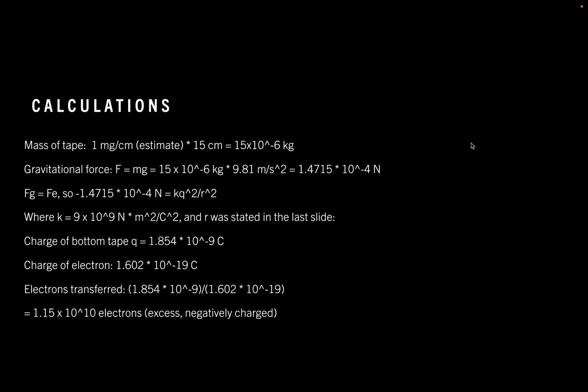Moving forward to the calculations, we first estimated the mass of the tape, and then multiplied the mass by the gravitational acceleration to find the downward force. Then we equated that to the electric force at which it will bring the top tape out of equilibrium, which is what we were looking for. From there we isolated Q and calculated that to be this number in coulombs. Finally, we calculated the number of electrons transferred by dividing this charge by the charge of an electron.